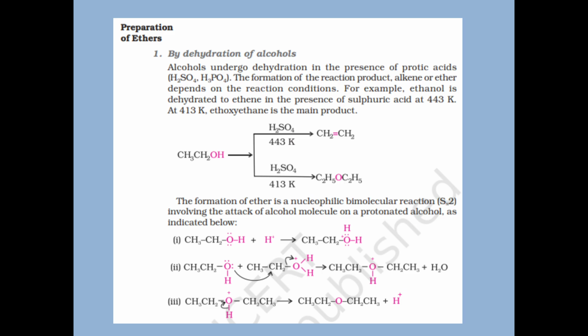Preparation of ether by dehydration of alcohol. Here the temperature is important. If ethyl alcohol is treated with concentrated sulfuric acid at 443 Kelvin, it will be converted into ethylene gas, an alkene product. If the temperature is lower, controlled at 413 Kelvin, then it will be converted into ether by dehydration of one molecule of water. Here is the reaction mechanism.